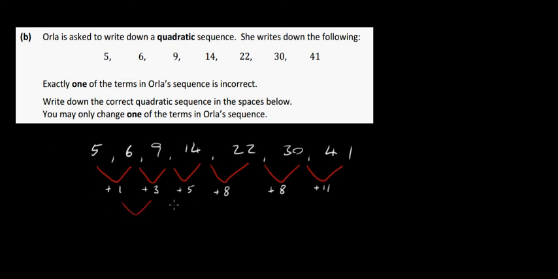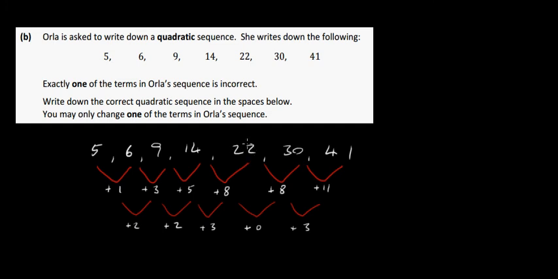So let's go again. This is quadratic, so the second differences should be the same. So let's see what our second differences are. Well, here we got a plus 2, which is fine. This is 3 to 5 and another plus 2. That's perfect so far. Now we have 5 up to 8, so that's plus 3. So there's something wrong here. 8 up to 8 is plus 0, and then 8 up to 11 is plus 3.